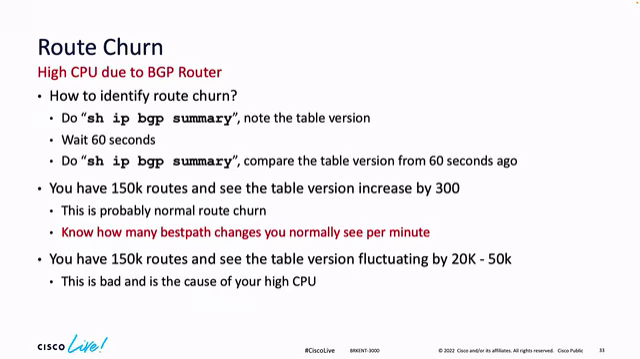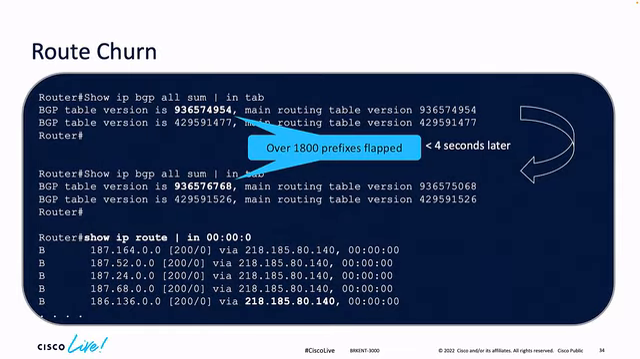I need to look into this. It's churning. So here we see an example, show IP BGP all summary. It has this value. It went over 1,800 prefixes flapped, and then it went up, right?